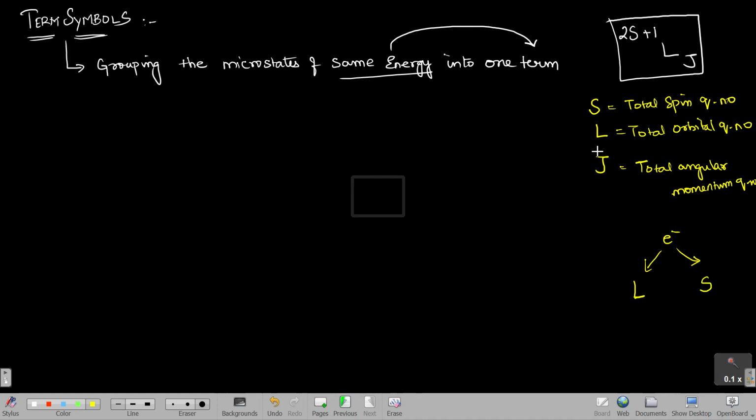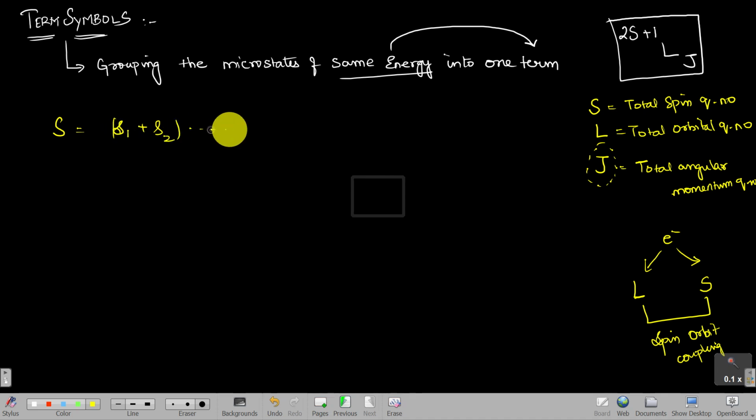And also this J term. This J term arises because of something called spin orbit coupling. Whenever there is spin orbit coupling, that results in the value of J. Okay. So basically we have formulas to determine this L value, S value and J value. Now S is basically, the formula is modulus of S1 plus S2, you have to go up till S1 minus S2. So this is the formula. Okay. I will explain what it is.